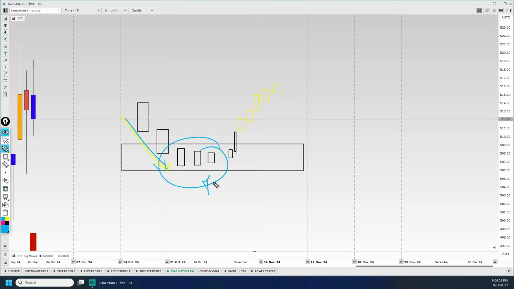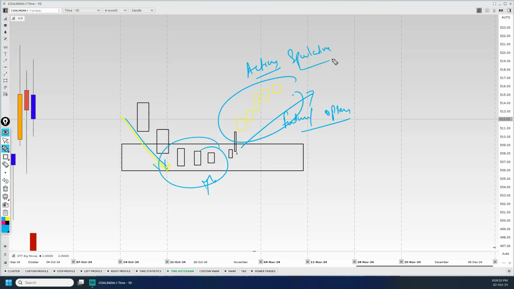They accumulated at that level. Once their buying is completed, they will try to ride the trend in futures or options. Basically, I call this action candle a speculative move. Why is this speculative move done in the market?